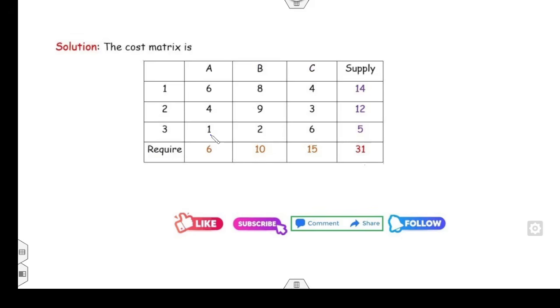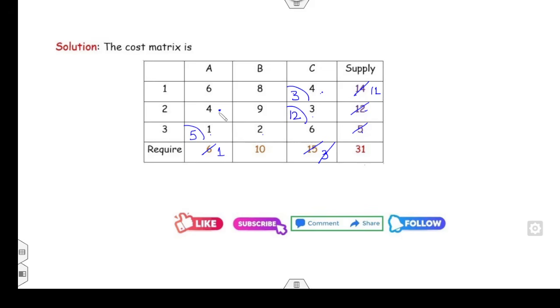So minimum cost is 1, 5 and 6. Minimum is 5, remaining 1. Next is my 2, but there is no supply. Next number is 3, 15 and 12. Allocation is my 12. Next is 4, 4. Corresponding to this 4, allocation is my 3. Corresponding to this 4, there is no allocation because there is no supply. So I can substitute 3, 11.